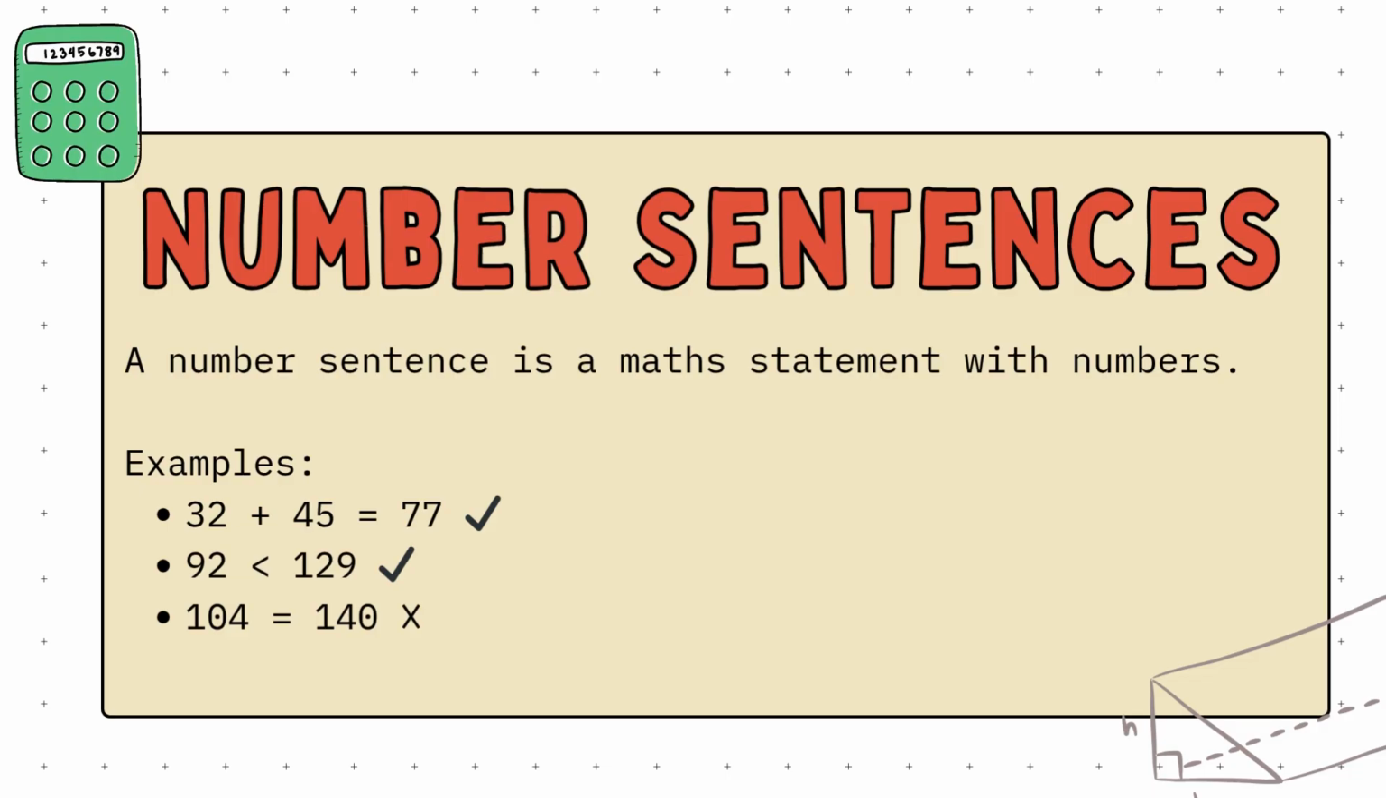We use the equal sign only when both sides of the number sentence are exactly the same. Here, 104 is a smaller number than 140, so this number sentence is wrong. This is not equal. That's why we must always double check our number sentences. Whether we are adding, subtracting, or comparing, we must make sure they are true. Think of it like checking your answers in a test. Don't just guess, always show your steps to make sure your number sentences make sense.